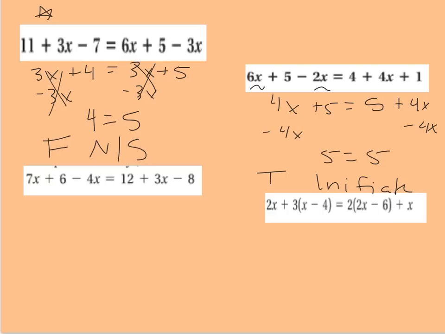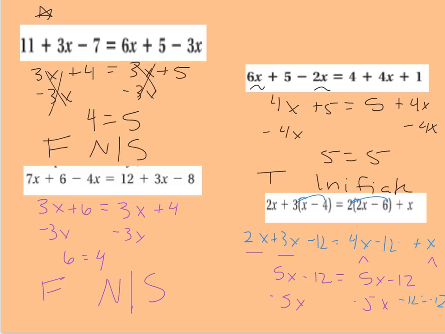Pause the video and do the next two problems by yourself, and make sure you check your work with my work. The first one on the left-hand side would be false. It's no solution. You get 6 is equal to 4. Can't happen, won't happen. The next one, you would get negative 12 is equal to negative 12. However, if you notice at this step right here that you're dealing with the exact same equation, you can always say that's going to be infinite solutions.